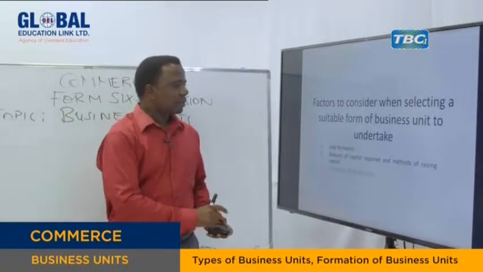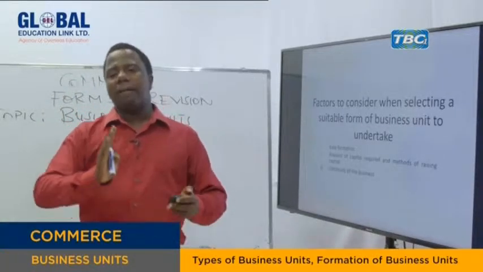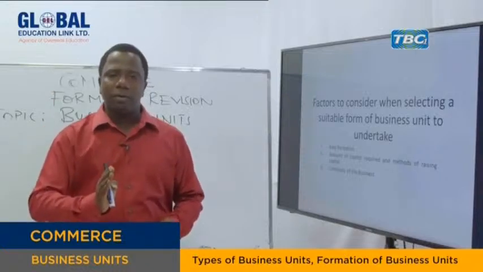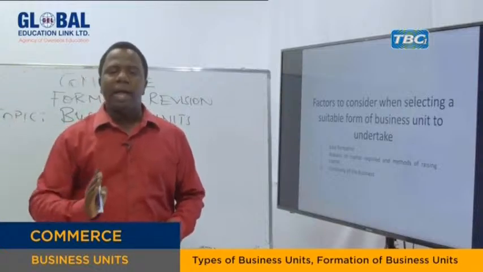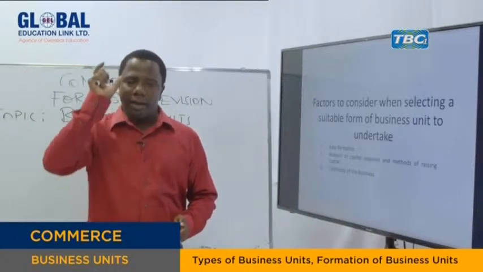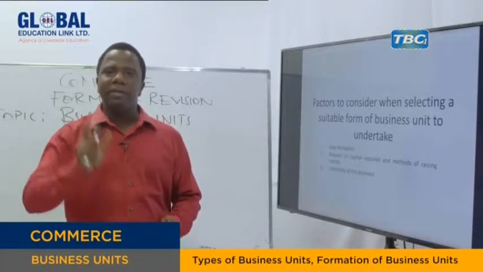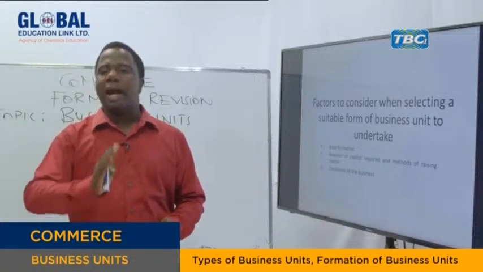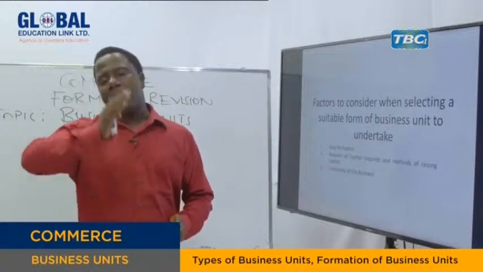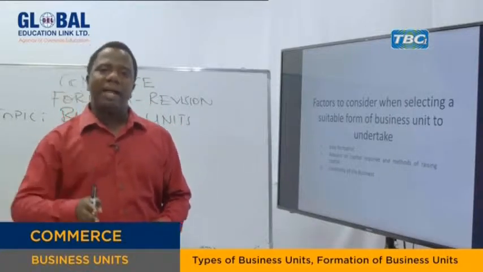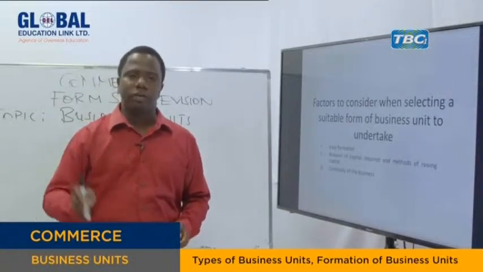Another factor is continuity of the business. You must consider this factor because some business units have a very short life, while other business units have a long life. For example, in a partnership, once a partner dies, the business also dies. While in a company, there is no such limit; the owner may die while the company continues its operations or activities.